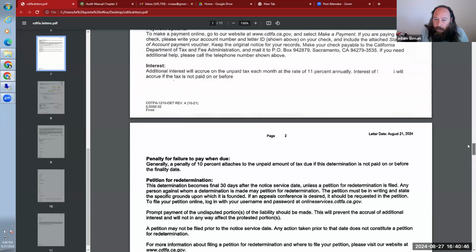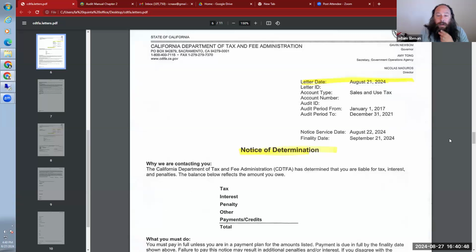Sorry, guys. Notice of determination. So the notice of determination is the final results. This is what we have identified as true. And then you go to appeal.